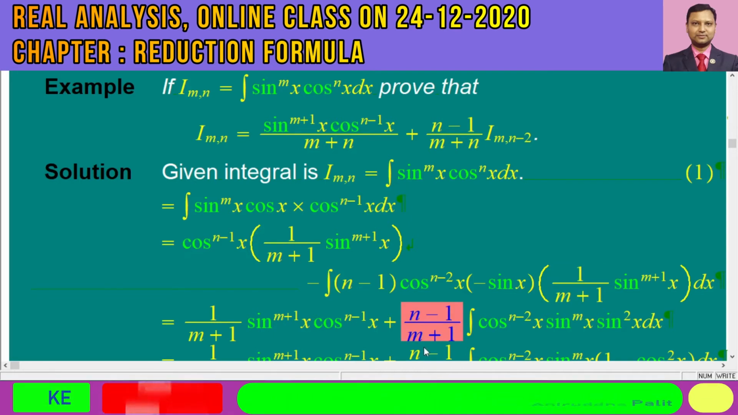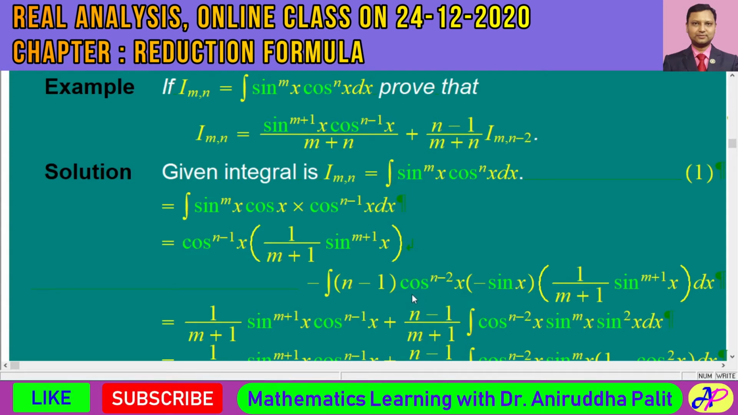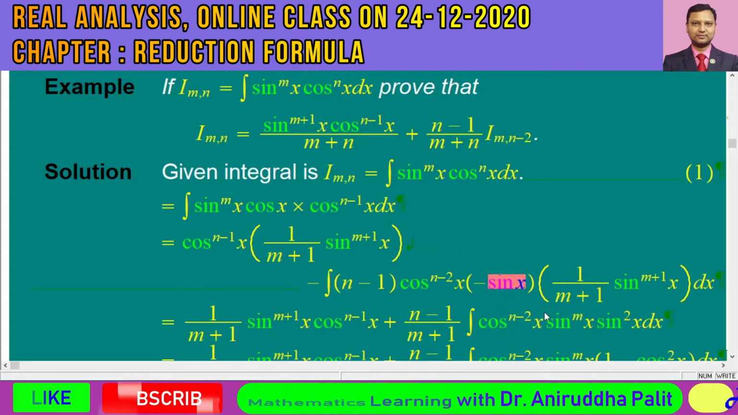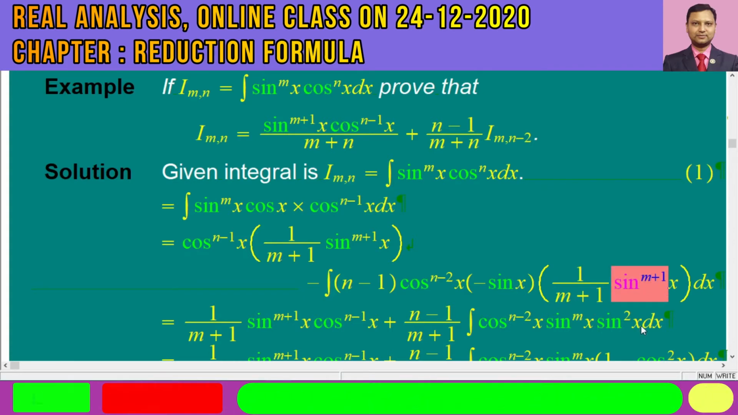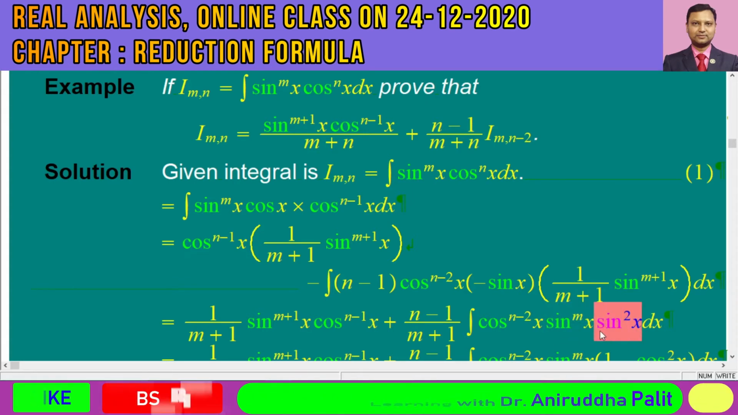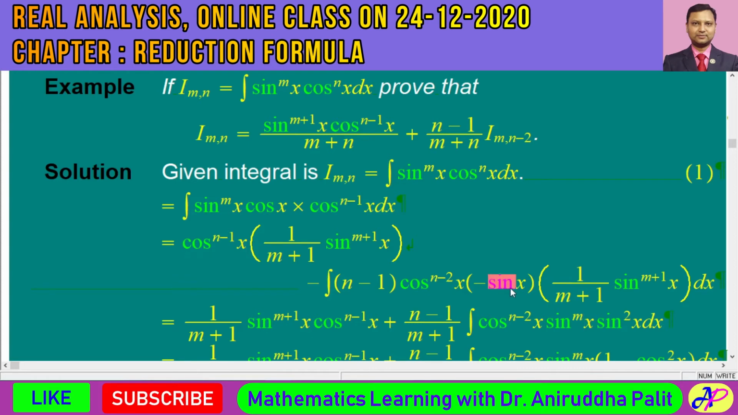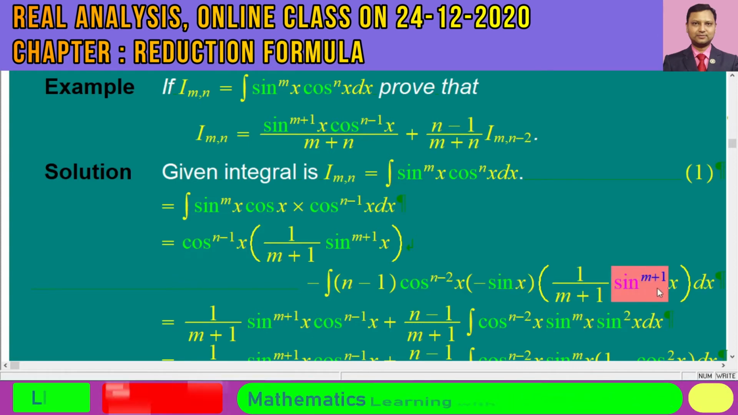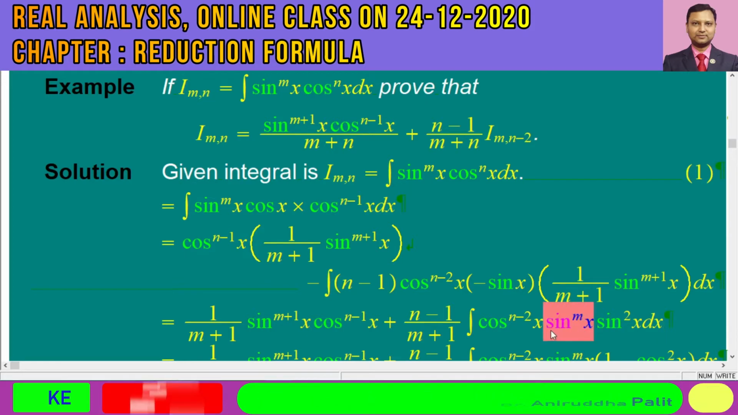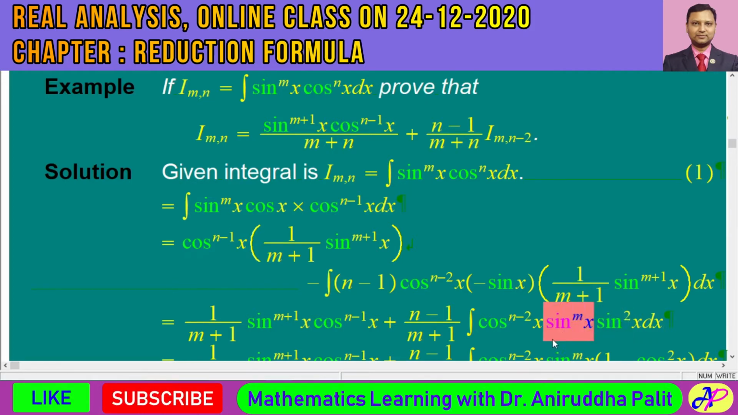So we have (n minus 1) divided by (m plus 1), and the remaining part, that means cos to the power of n minus 2 x into sine of x, and that sine of x along with this sine to the power of m plus 1 x, they would form sine to the power of m plus 2. I am writing this in a separate fashion: sine to the power of m and sine square. I am telling again that sine x multiplied by sine to the power of m plus 1 x would together form sine to the power of m plus 2 x, and I am writing this in a separate fashion, sine square x and sine to the power of m x.